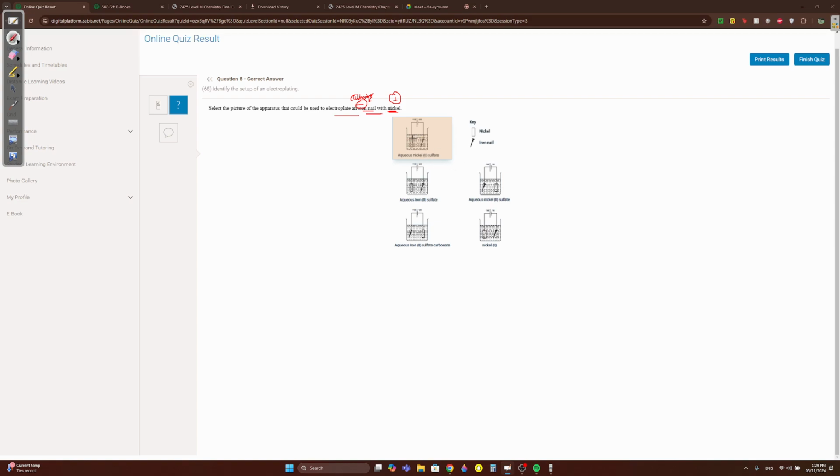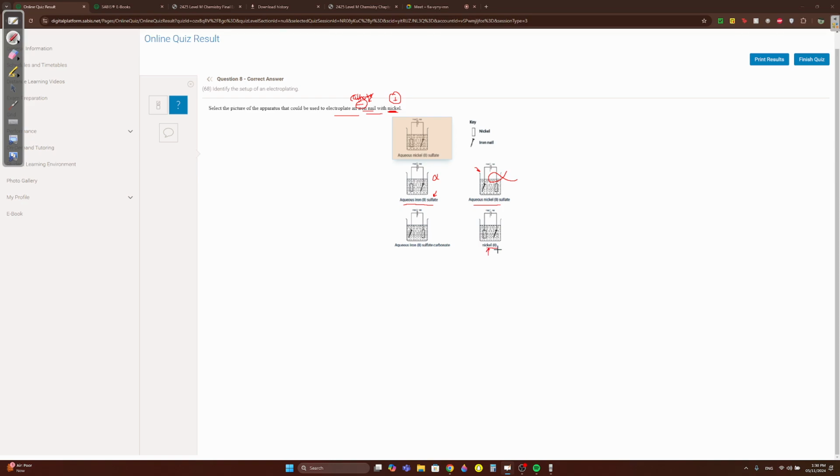So I'm going to go through them one by one. I'll skip this one. First, here the solution has sulfate. Do I want to plate with sulfate? No. Here we have nickel, but look here, the nail is at the positive side of the battery. We don't want that. If it's at the positive, then it's going to be the anode. I don't want it to be anode. I want it to be cathode. Remember, when you plate, it has to be cathode.